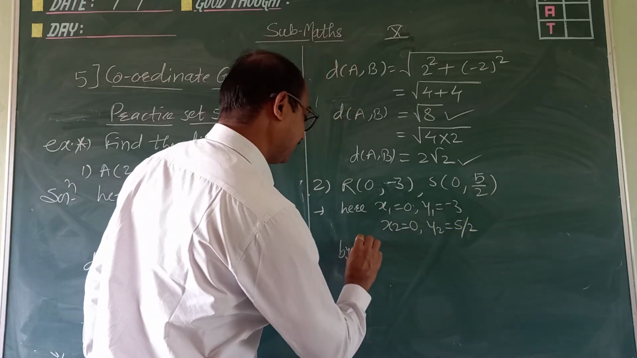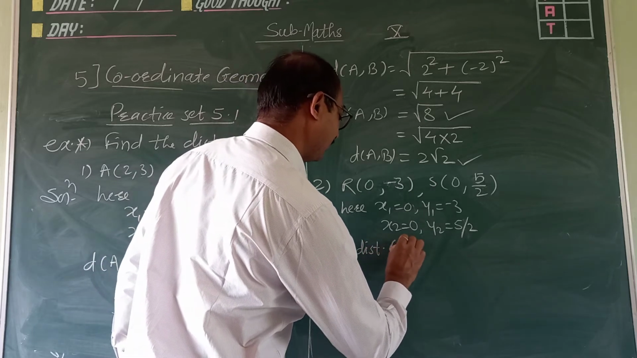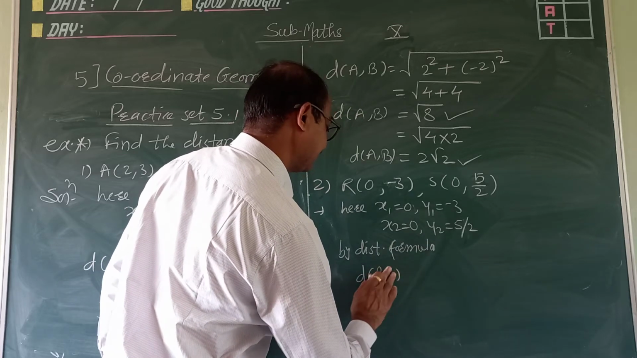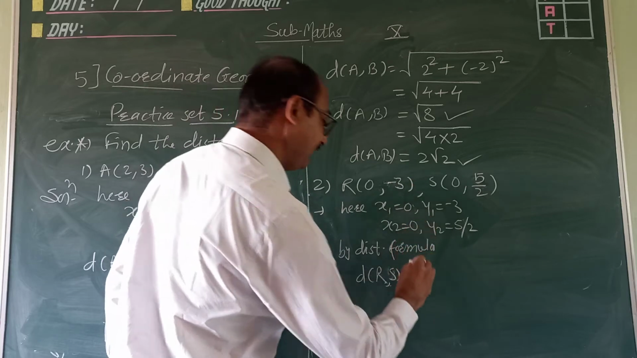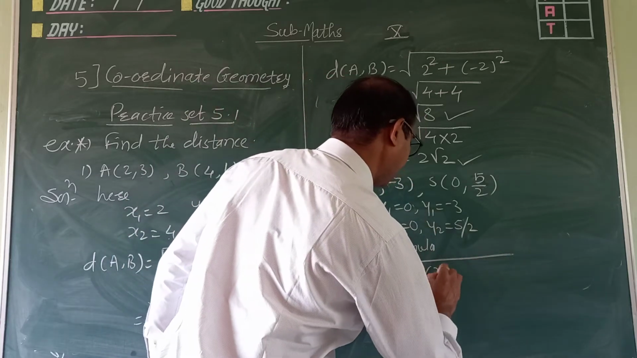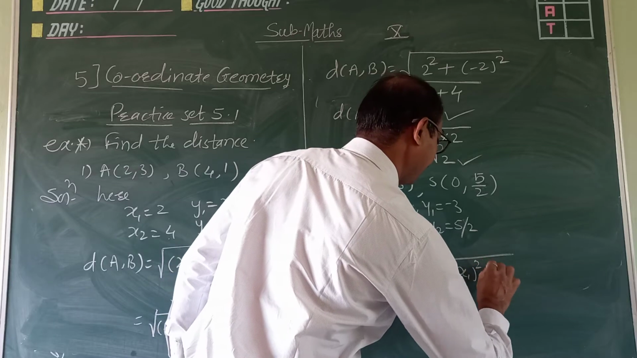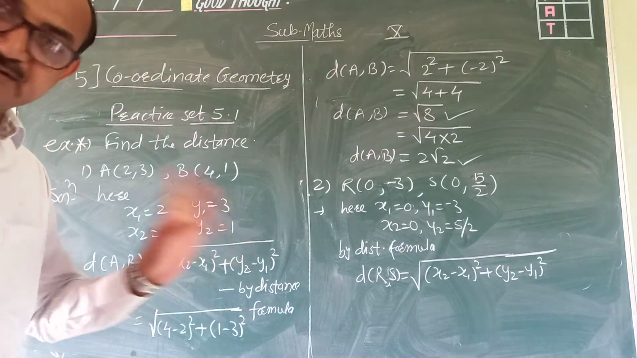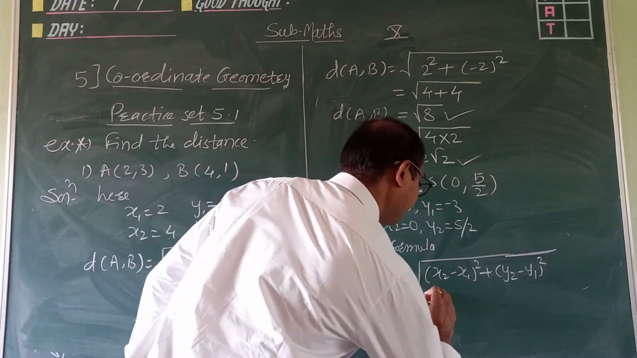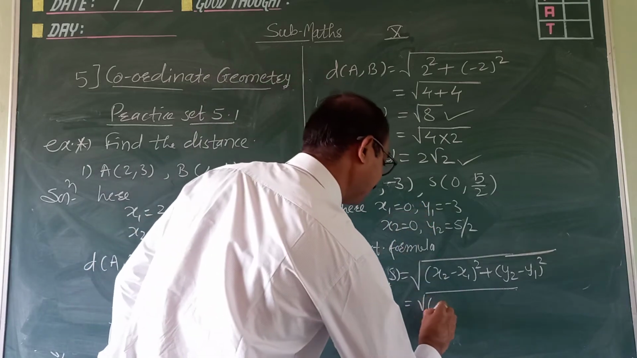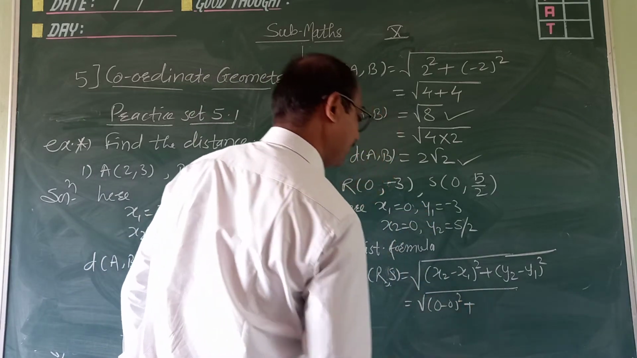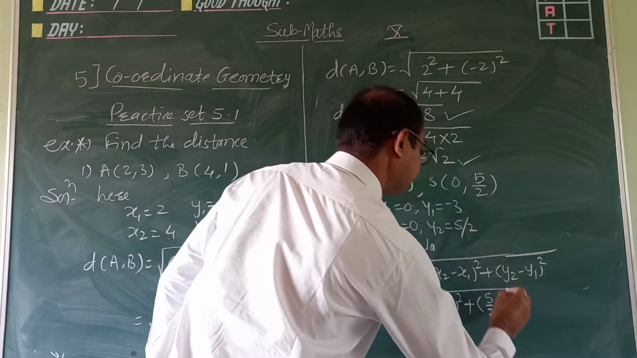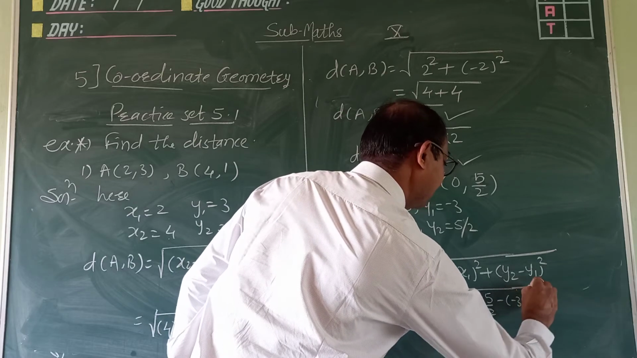So by the distance formula, here also you can write this one formula. Distance RS, these two points are given, R and S, equals the square root of (x2 minus x1) square plus (y2 minus y1) square. Every time you have to write the formula, because the formula carries marks. See here, what is x2? Equal to root of (0 minus 0) square plus (5 upon 2 minus (-3)) square.